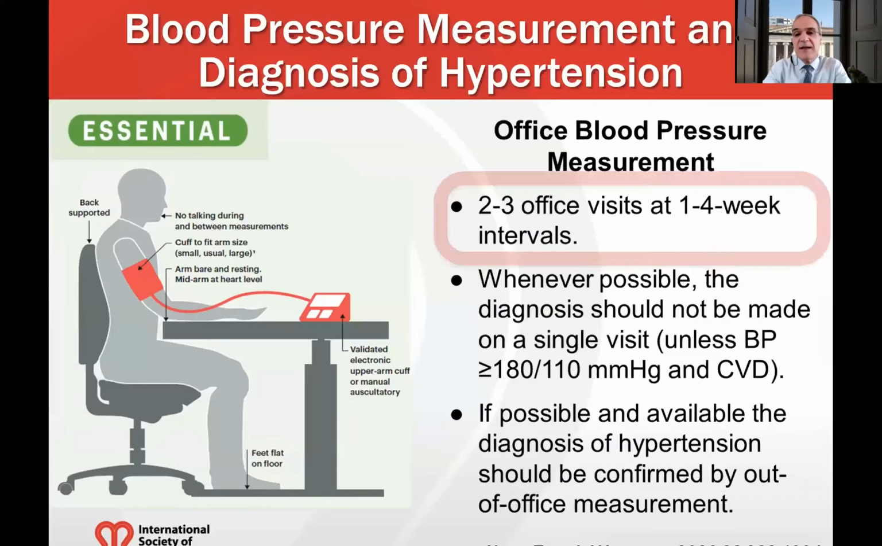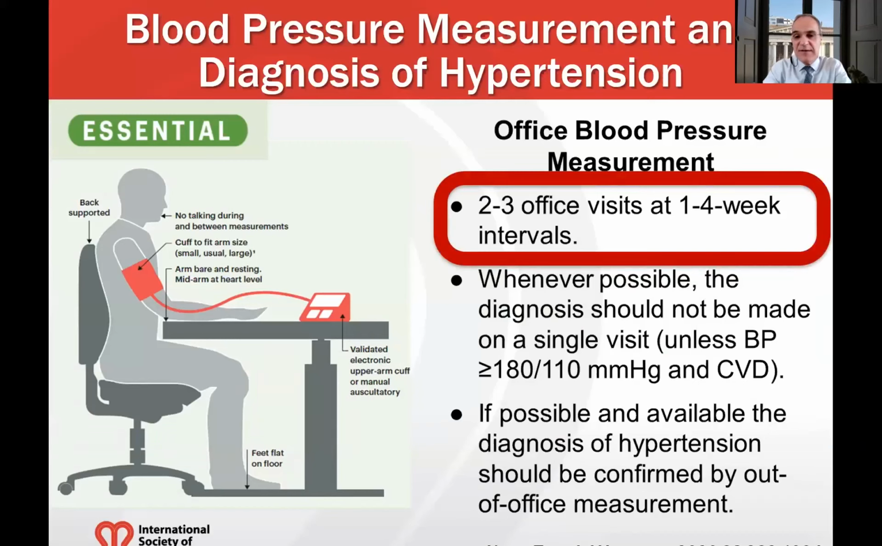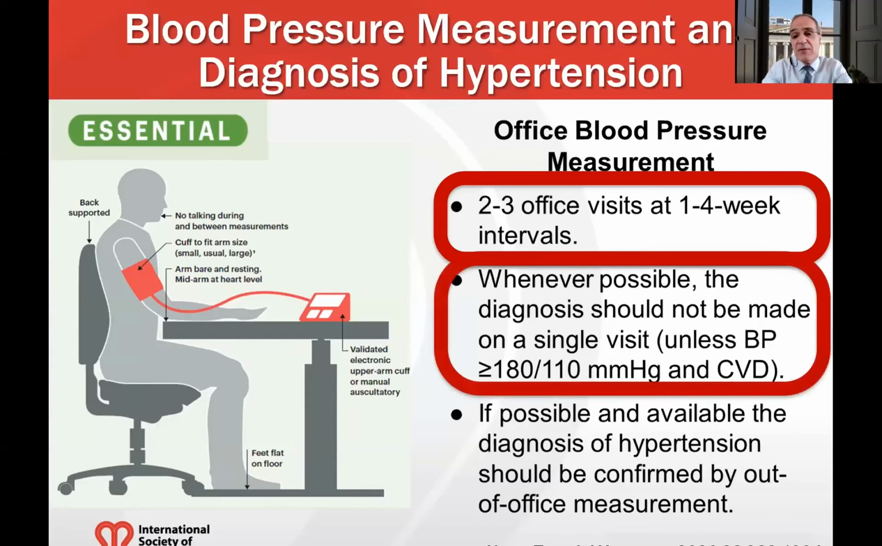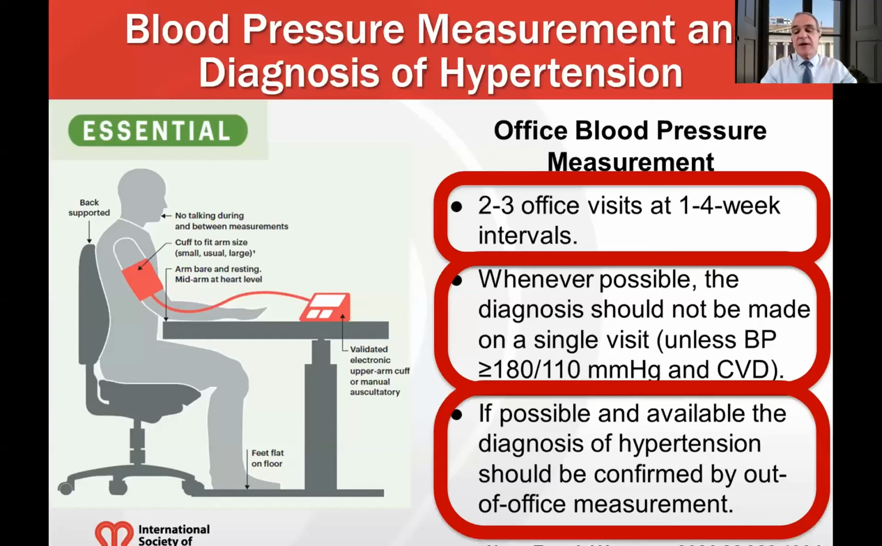And I think it is important to realize that you can't make a diagnosis in a single visit. You need 2 to 3 office visits at 1 to 4 week intervals, depending on the level of initial office blood pressure and the total cardiovascular risk of the patient in order to make decisions. Whenever possible and available, the diagnosis should not be made on a single visit unless office blood pressure is too high and there is evidence of cardiovascular disease. And whenever it is possible, and the methods are available, the diagnosis should be confirmed with out-of-office measurements, either ambulatory or home.